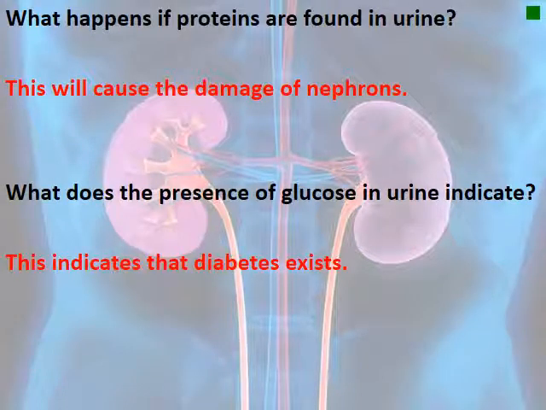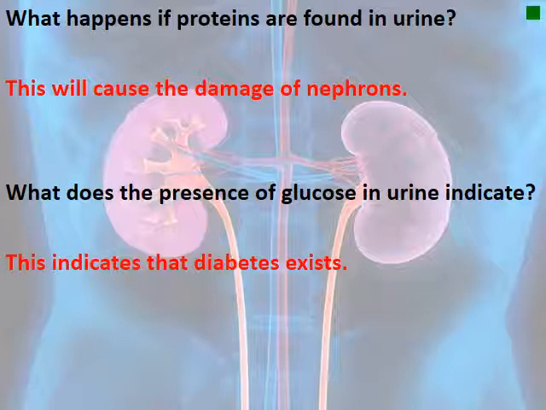What happens if proteins are found in urine? This is called proteinuria. This will cause damage to the nephrons and damage to the kidneys. This leads to kidney problems. So a high amount of protein in the urine indicates a problem in the kidney and especially damage in the nephrons.